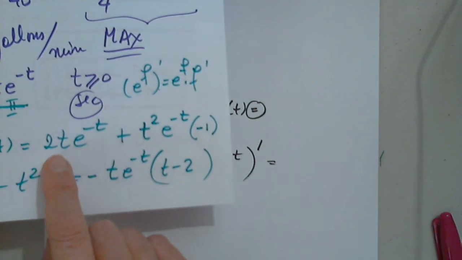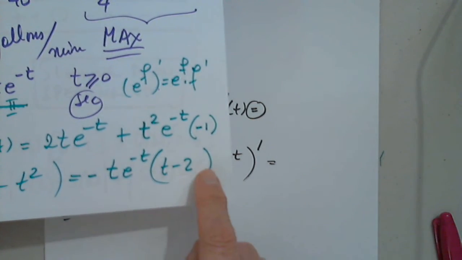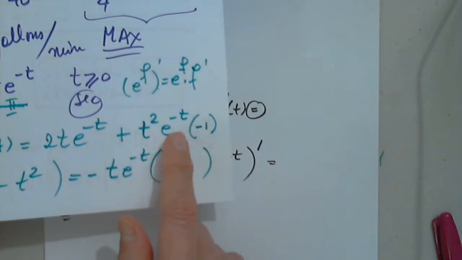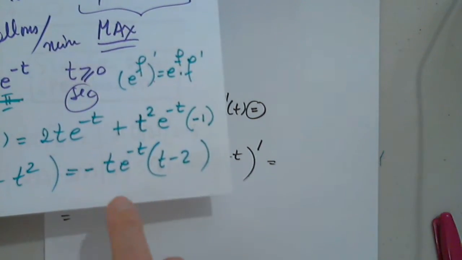But here I have 2t, so this is the same with this. So 2t e to negative t, and then this, minus t squared e to negative t. This is easier to differentiate than this.